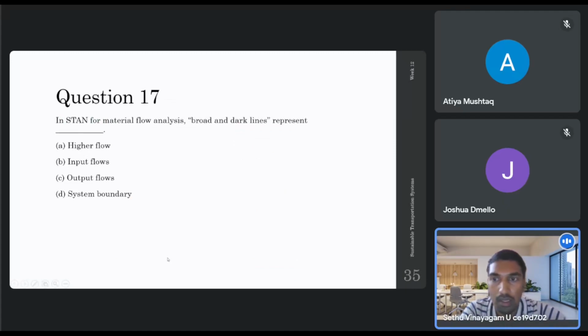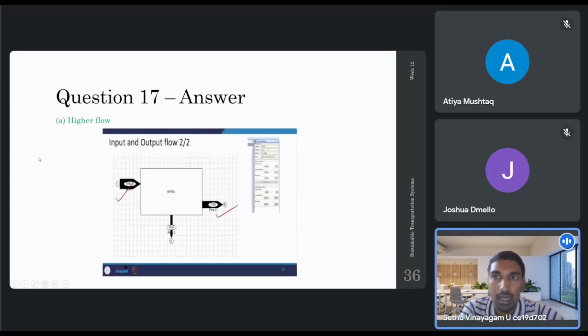So we already looked at the symbol for system boundary in STAN, right? That was the box made up of dashed lines. Here we are talking about not dashed lines, solid lines, but these are broad and dark. So instead, this represents a higher amount of flow. As we see in this particular example, we have three such arrows: one for the input, one for the output, and one for the stock.